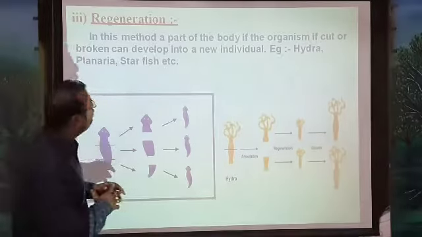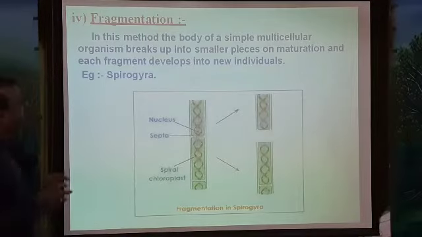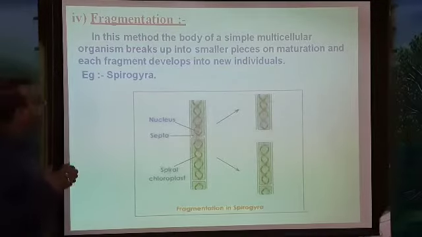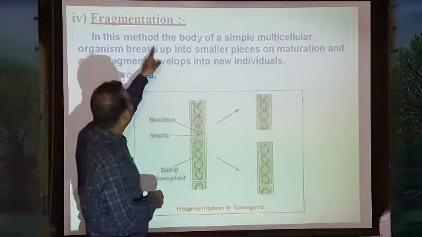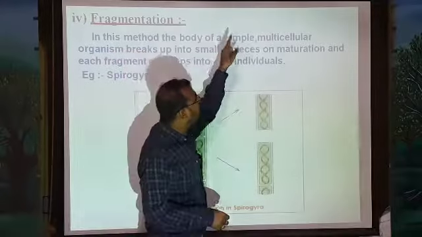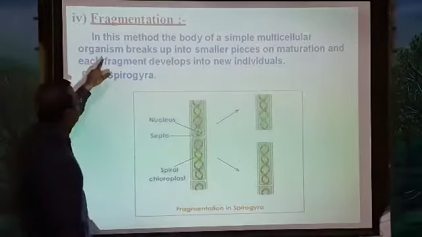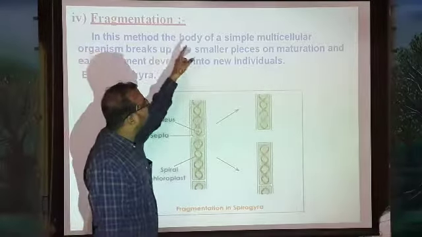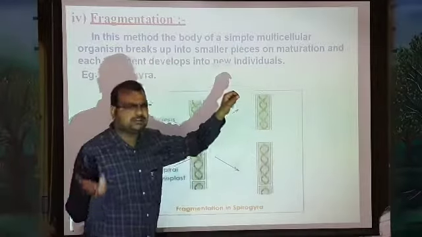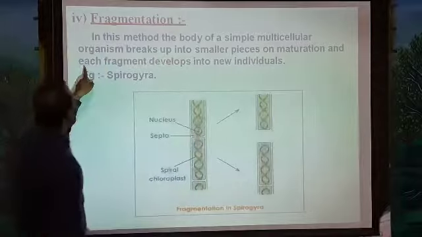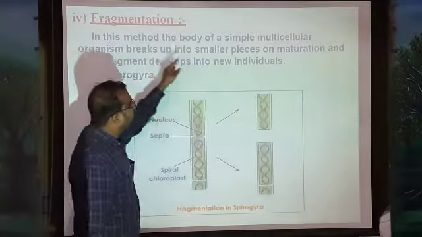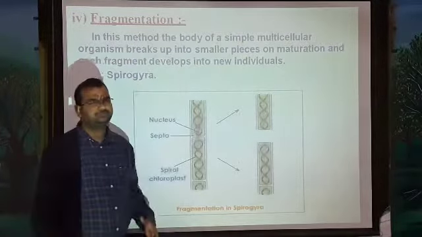If we go to the fourth mode of asexual reproduction, it is called fragmentation. Fragment means a piece. In this method, the body of a simple multicellular organism breaks up into smaller pieces. Smaller pieces are nothing but fragments. On maturation, each fragment develops into a new individual.